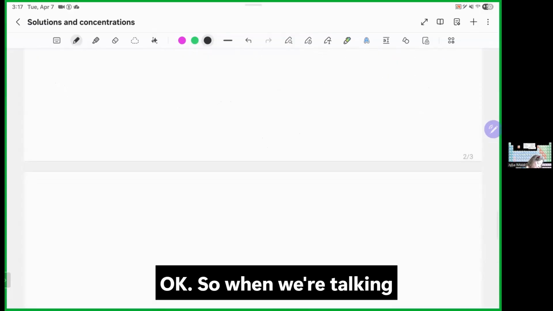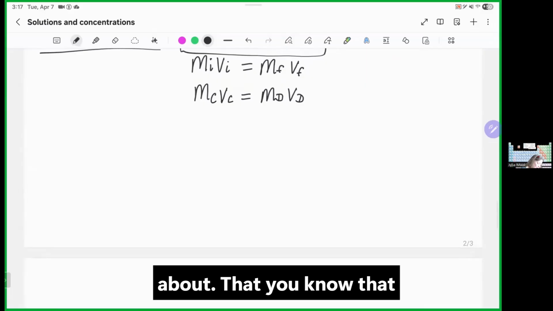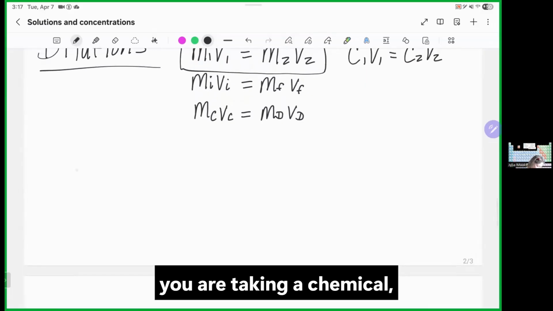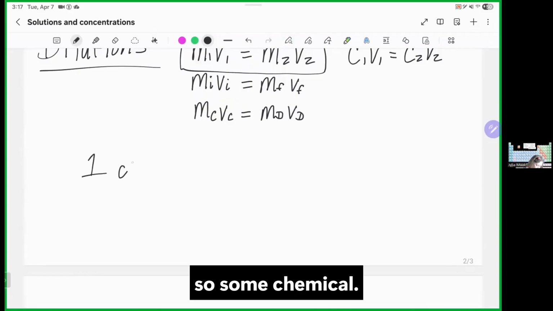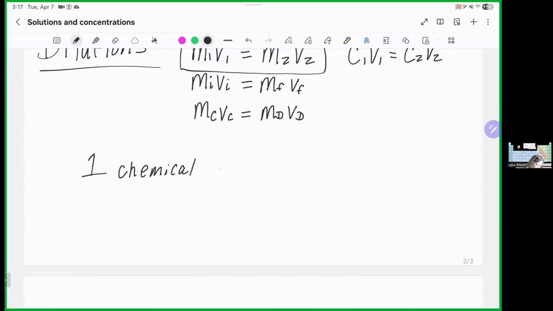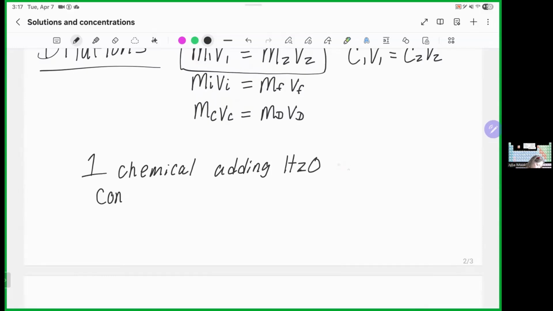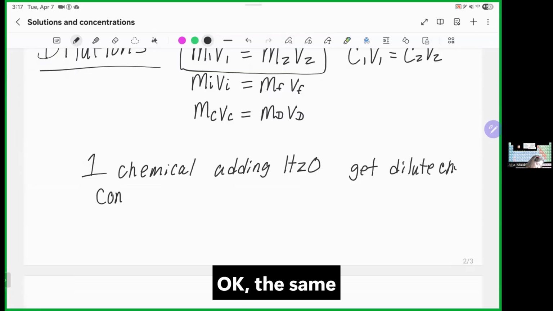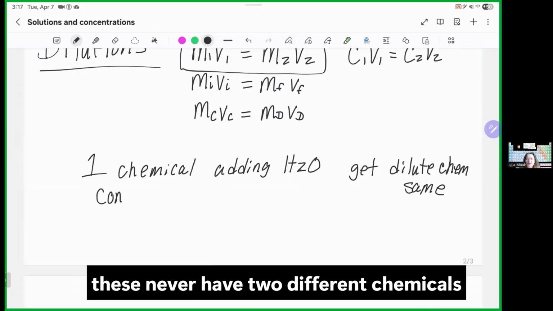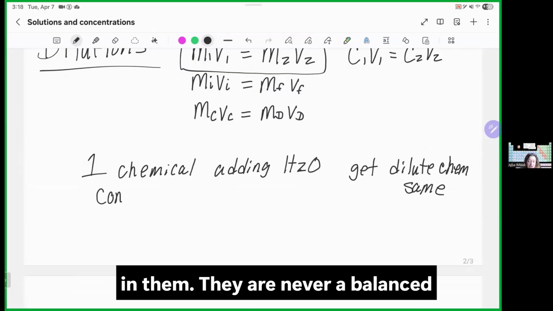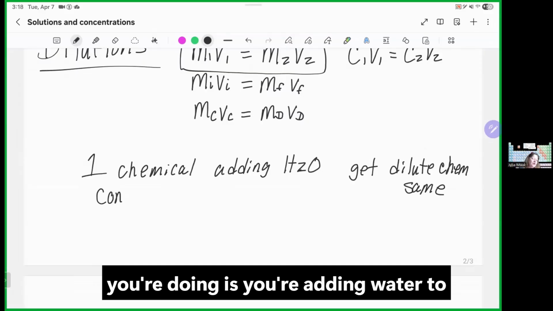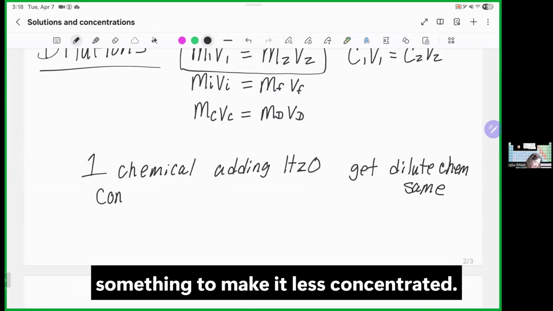Okay, so when we're talking about that, you know that you are taking a chemical, some chemical, you're adding water, and this is concentrated, and you are getting a dilute chemical. Okay, the same chemical. These never have two different chemicals in them. They are never a balanced equation. They are never a reaction. All you're doing is you're adding water to something to make it less concentrated.